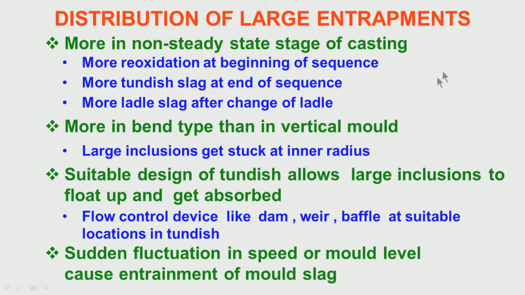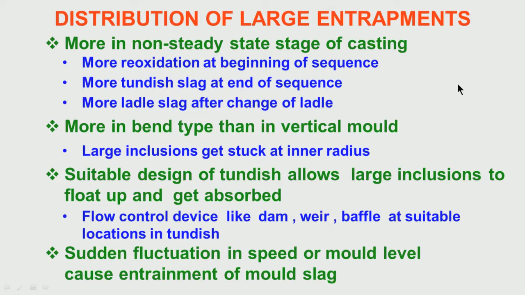So during the casting itself, we know certain areas will have more entrapment. So what do we do? We keep those cast products separately, because we know that if we roll them, those rolled products will have entrapments. So the distribution of large entrapments is non-uniform.